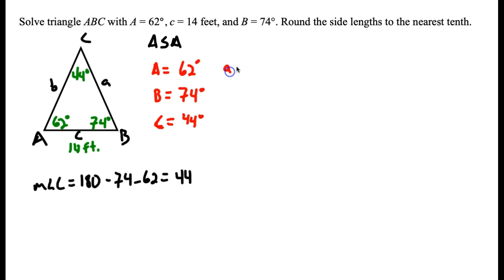Then we also want to write our three sides. So side A, we don't know. Side B, we don't know. Side C, we already know is 14 feet. So now let's use the law of sines to find A and B. We're just going to use part of the law of sines. We're going to set up a proportion. I already know one side and its opposite angle. So I could set this up as the sine of, I'll write it out first.